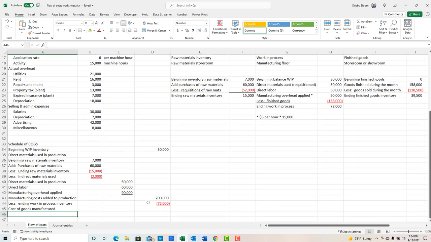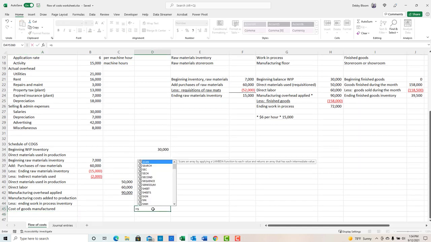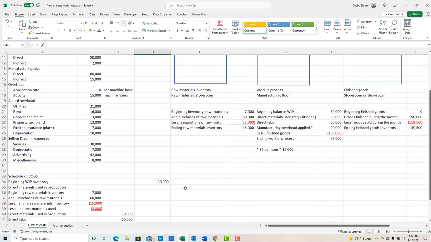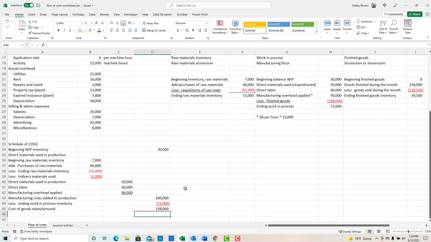And we were told in the problem that we finished $158,000 worth of goods. So 30,000 plus 200 minus 72 gives us 158,000. And we now have our schedule of, that should say cost of goods manufactured, I'm sorry, not cost of goods sold. So we now have our schedule of cost of goods manufactured. We can now move on to our cost of goods sold as well and calculate that.